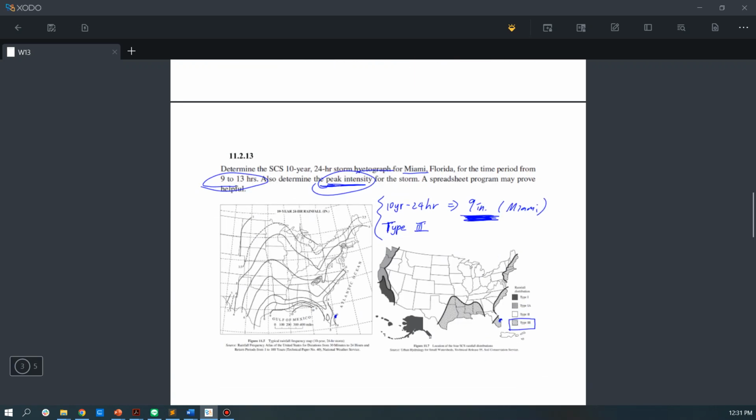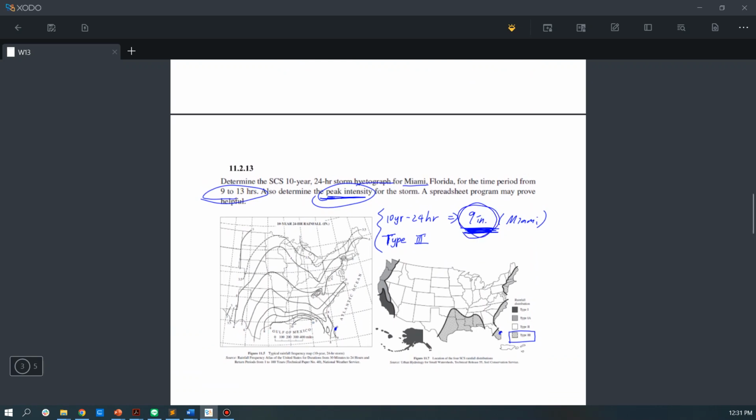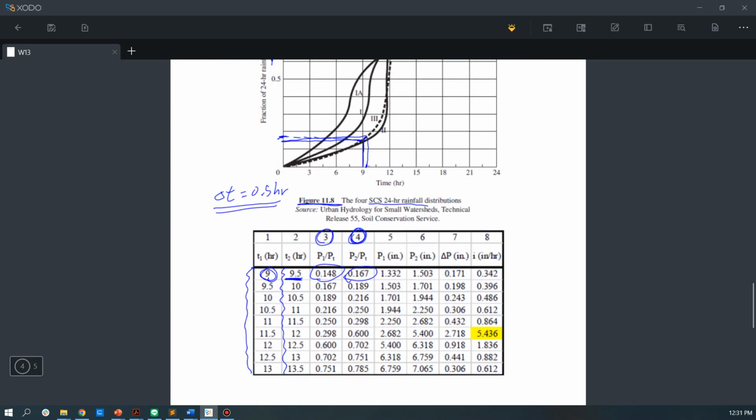So next we want to calculate the actual rainfall amount, and we know that the total rainfall amount is 9 inch. So to calculate the rainfall amount in this particular time step, you just multiply 9 by the column 3 and 4, and you will get column 5 and column 6, which is 1.32 inch at the 9-hour time step, and 1.503 for the 9.5 time step.